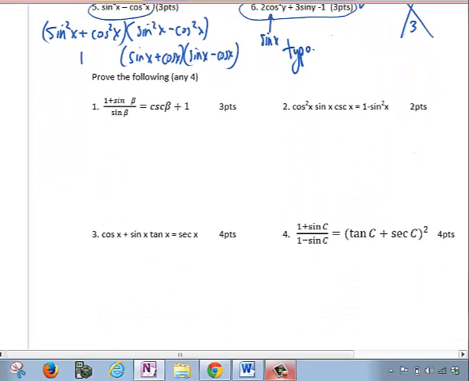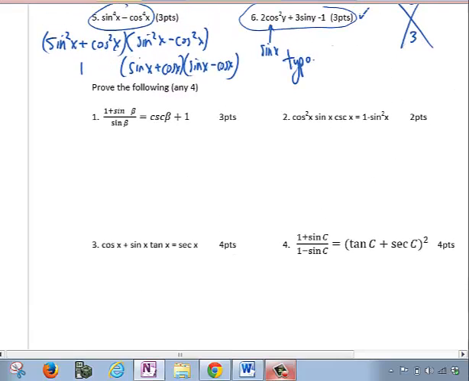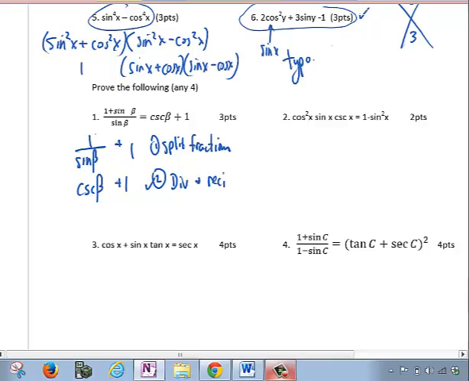The last part is we have these identities to do. So this might take a little while. Well, the first one is just splitting fractions. So I'm just going to split this into 1 over sine beta plus 1. This becomes cosecant beta plus 1, and the identity is done. So basically this was splitting fractions, and this part here was dividing and reciprocal.